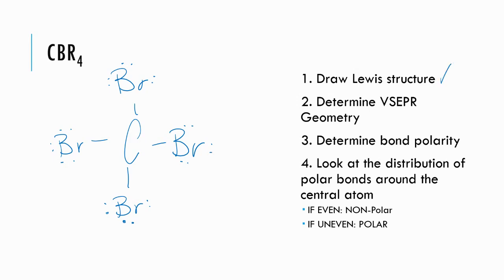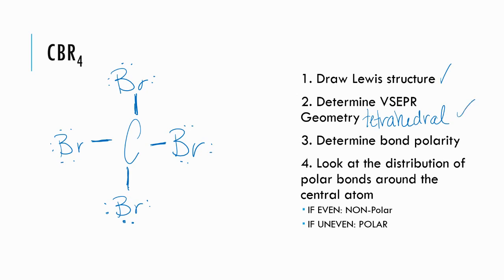So step 1, check. Step 2, we need to look at our VSEPR chart that you should have written down or somewhere in your chemistry notes. In that VSEPR chart, you're going to look for 4 things bonded to the central atom. I have 1, 2, 3, 4 bromines here. I do not have any lone pairs. And so my chart should tell me that this is tetrahedral. Check for step 2.